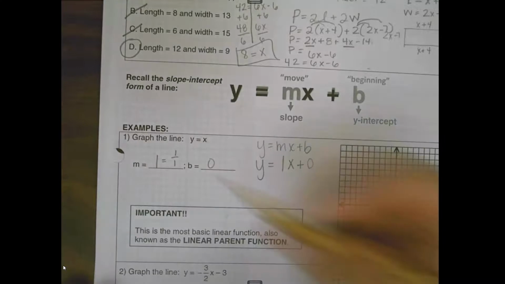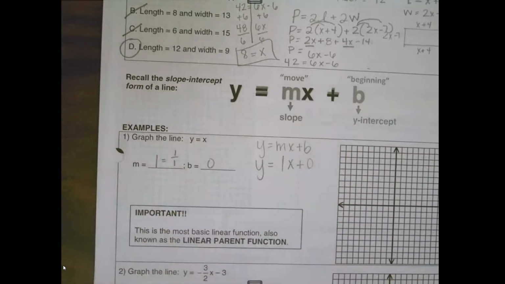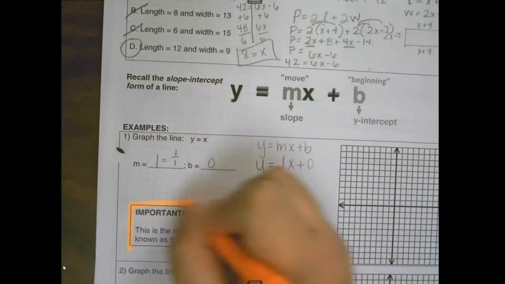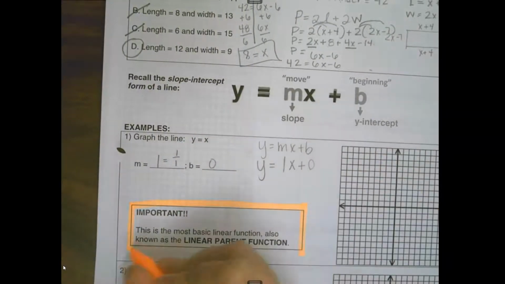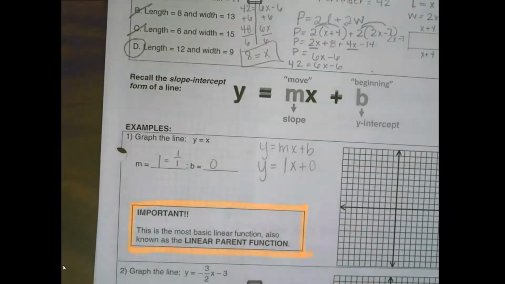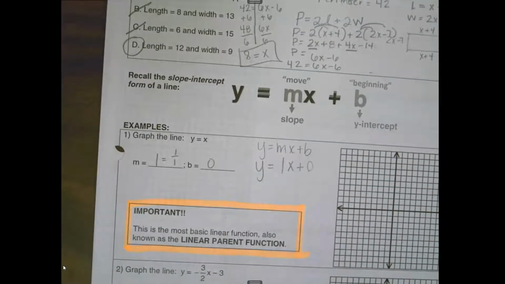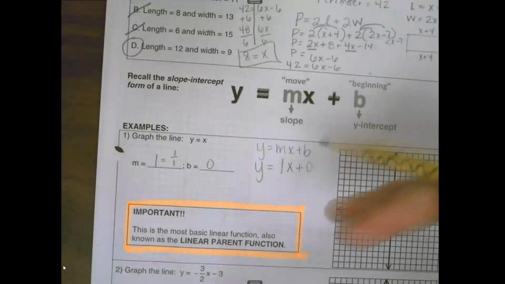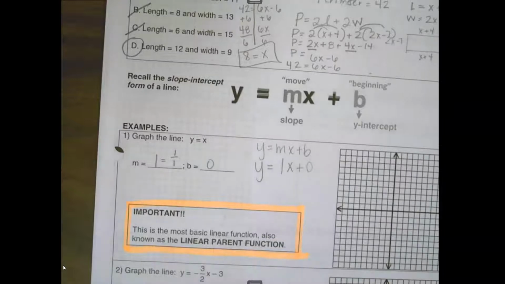Alright, so I want you to box or highlight, if you have a highlighter, this important message here, because this is going to become important as we go on. This is the most basic linear function. It's also known as the linear parent function. As you go along in algebra, different graphs are going to be parent functions. And from there, we're going to see the movements of graphs based off of that parent function.